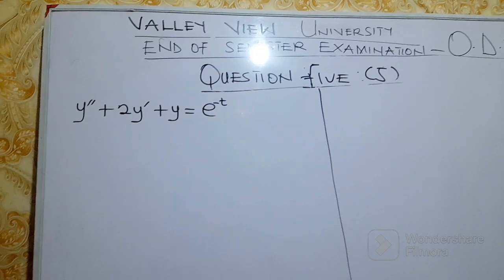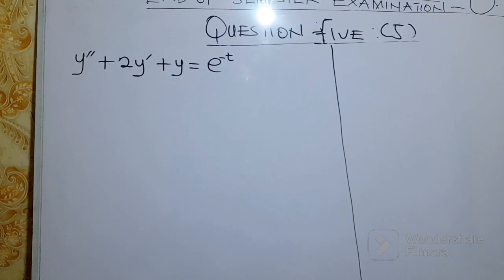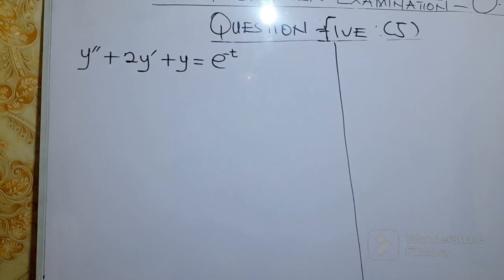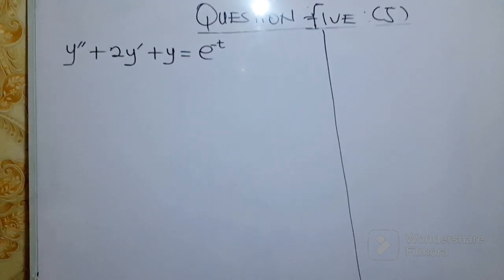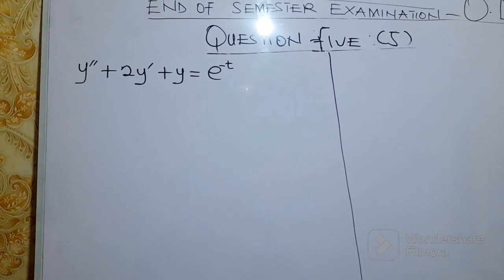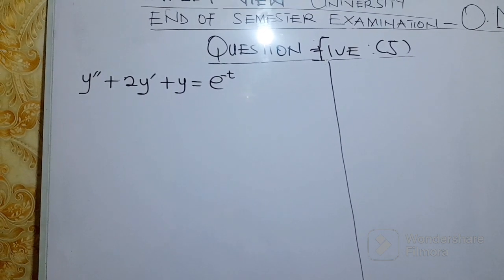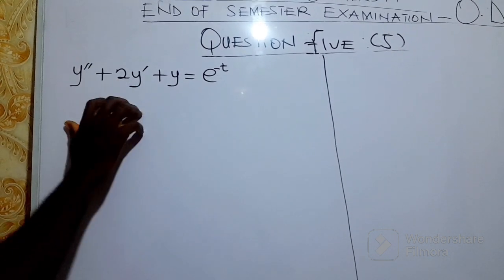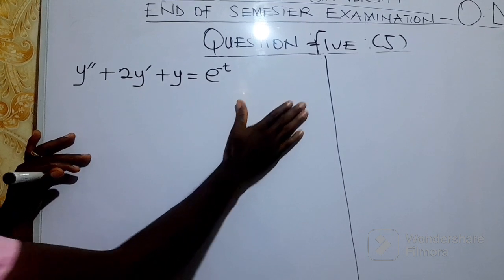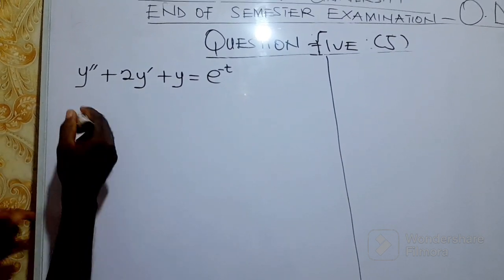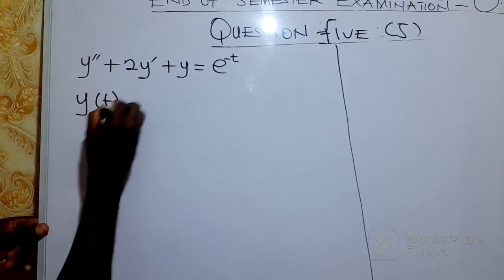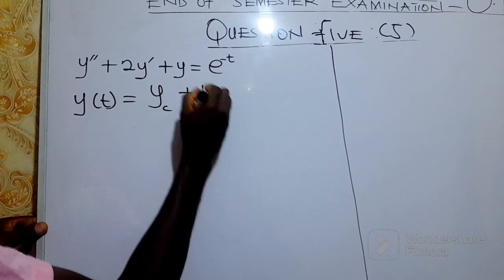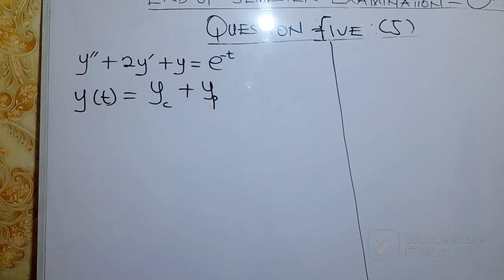And when we are faced with a non-homogeneous second order ordinary differential equation, you can use three methods in solving it: method of undetermined coefficients, variation of parameters, and the dual operator method. In this, I'll be using the method of undetermined coefficients. To solve that, yours is to equate this side to zero so that it becomes homogeneous. So we said that the solution to this differential equation y(t) is y_c, the solution to the homogeneous side, plus y_p, the solution to the non-homogeneous side.